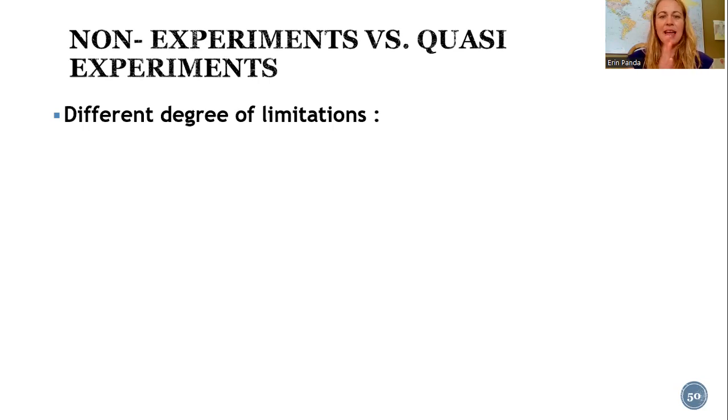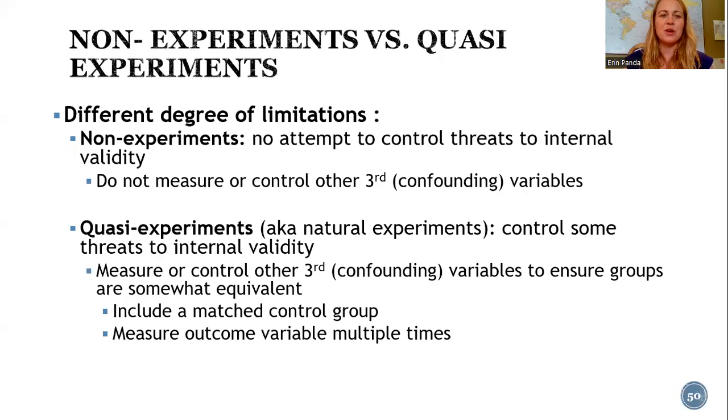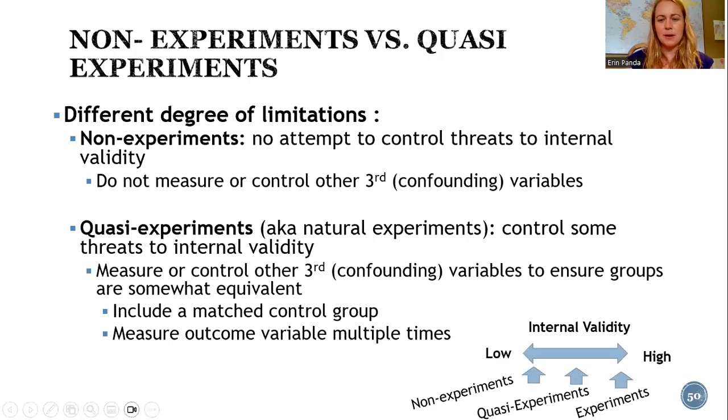They differ, however, in where they fall on this scale of internal validity. So whereas non-experiments make no attempt to measure or control for possible confounding variables, in a quasi-experiment, which is also called a natural experiment, we're trying to do the best that we can and to think about possible confounding variables, to measure them in our design, and to control for them. So whereas a non-experiment is very low on internal validity, a quasi-experiment is a little bit higher. In the next few weeks, we're going to talk about experiments, which fall on the high end of internal validity.